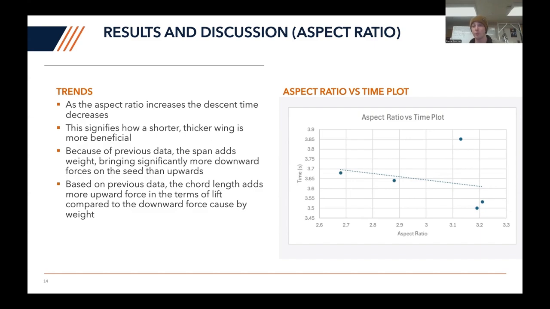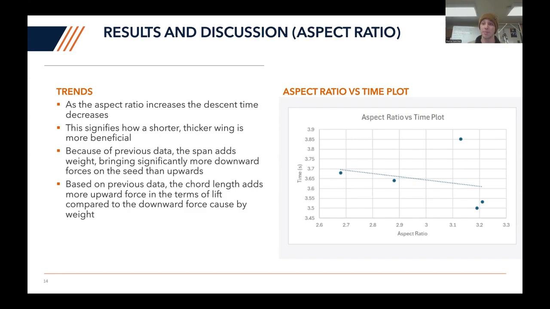This further proves the previous statements made about the chord and the span of the wing, and also signifies how a shorter, thicker wing is more beneficial in a Samara seed maintaining airtime. Once again, this is because the span brings more weight per area, or wing loading, therefore increasing the downward force on the Samara seed rather than generating more lift to keep the Samara seed in the air.